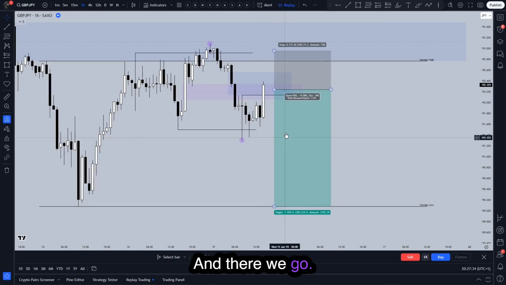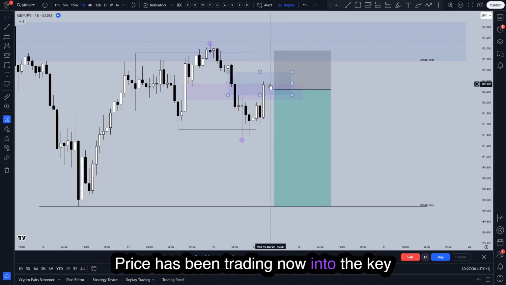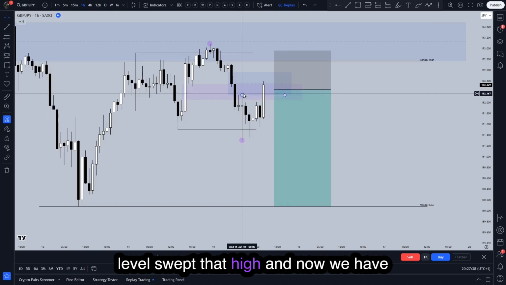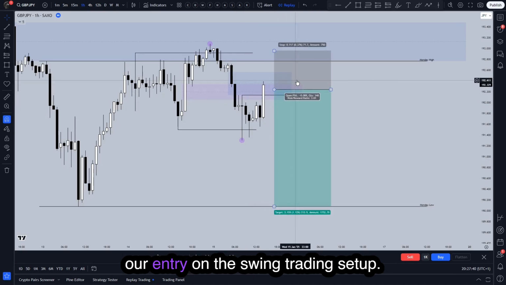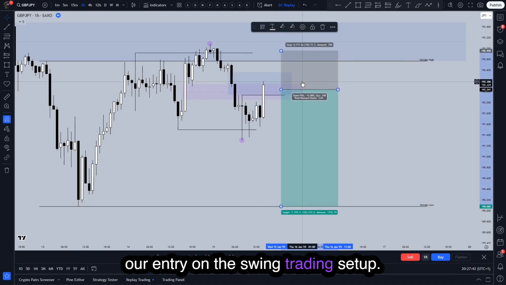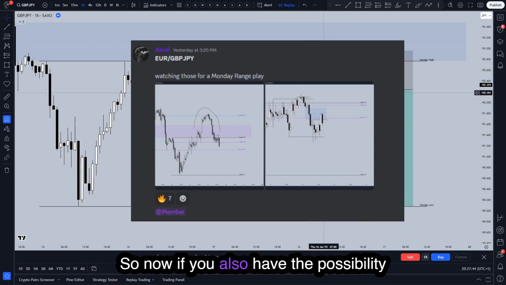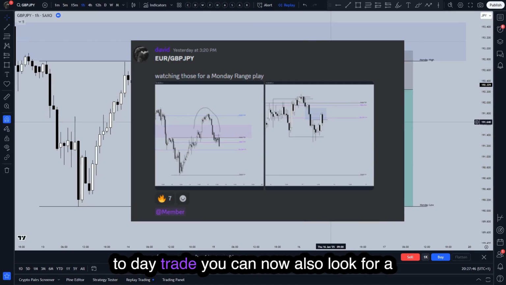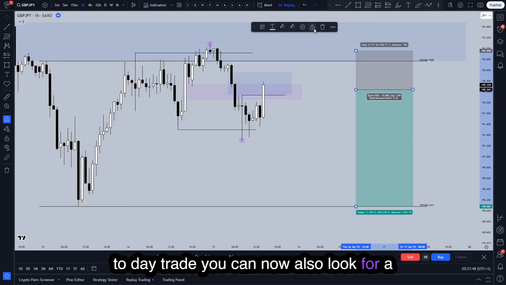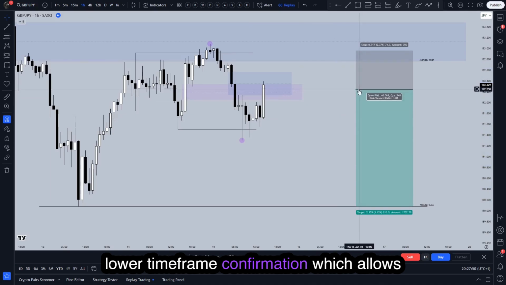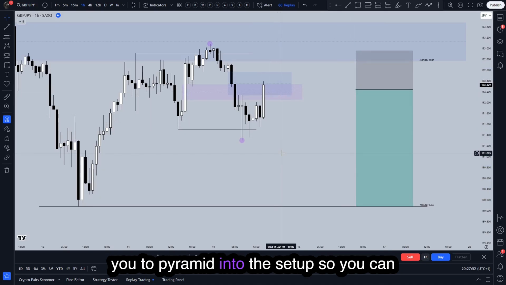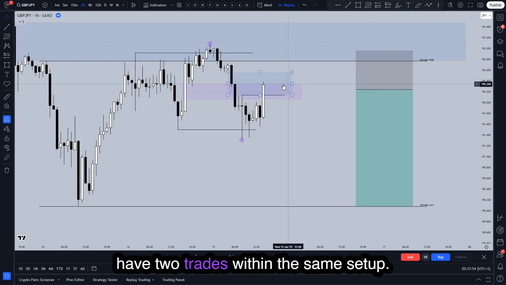And there we go. Price has been trading now into the key level, swept that high, and now we have our entry on the swing trading setup. So now if you also have the possibility to day trade, you can now also look for a lower time frame confirmation, which allows you to pyramid into the setup, so you can have two trades within the same setup.